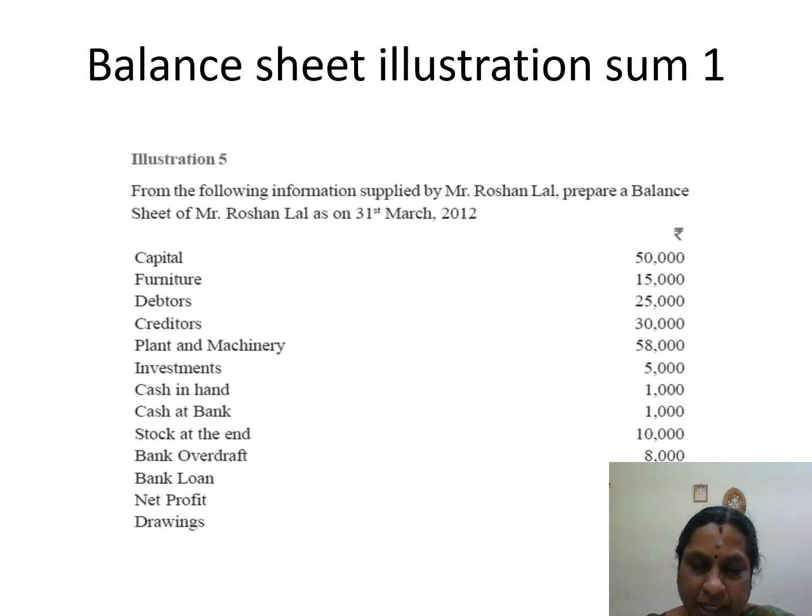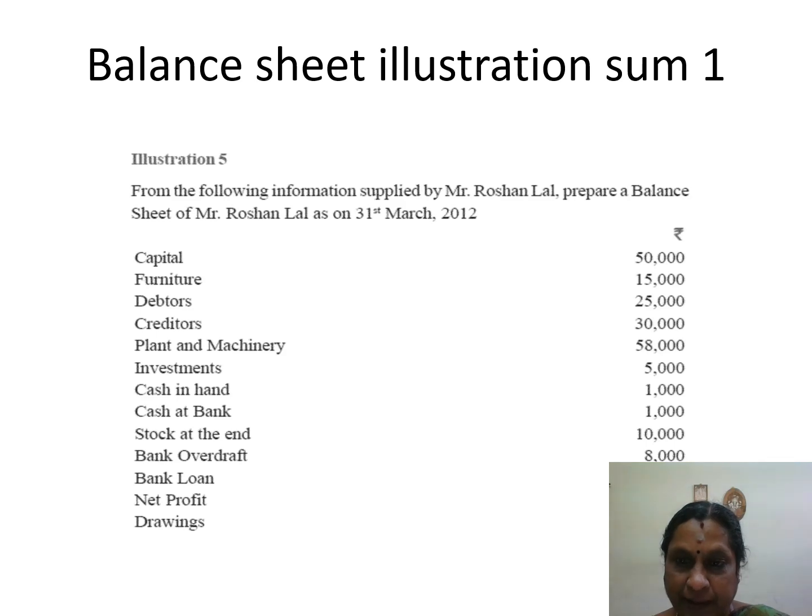Now, net profit and drawings, both these are to be adjusted along with capital. On the liability side, we will take capital, add net profit, less drawings. This is the treatment to be given for these items. Now, let us see how these entries will appear in the balance sheet on the assets and liabilities side.